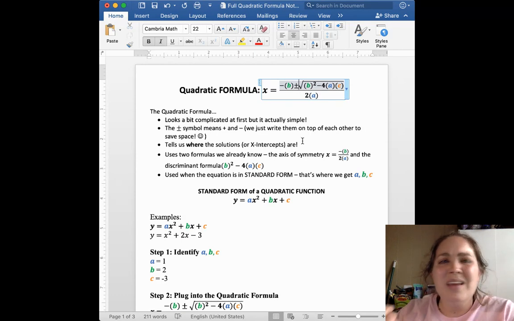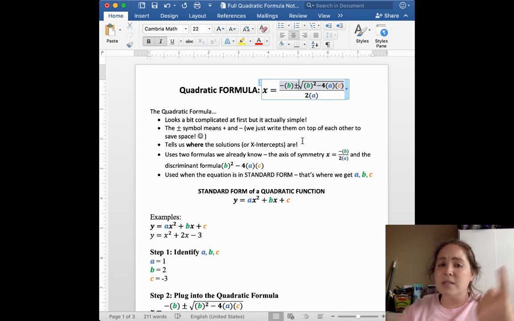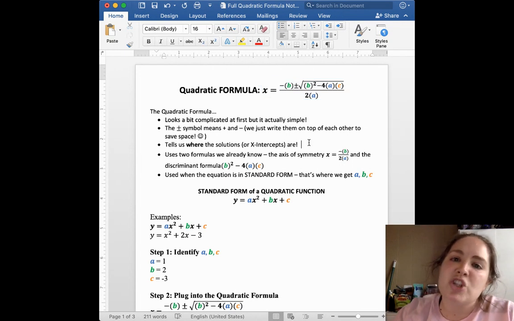Now this little symbol right here is a plus and a minus sign stacked on top of each other. We like to do as little as possible, right? The reason we write that symbol like that is just so we don't have to write it twice. So we don't have to write the whole formula with the plus symbol and then the whole formula again with a minus symbol there. So we just stack those on top of each other. That tells us that we're going to be doing this formula twice, once with a plus and once with a minus. This whole formula, notice it starts with x equals.